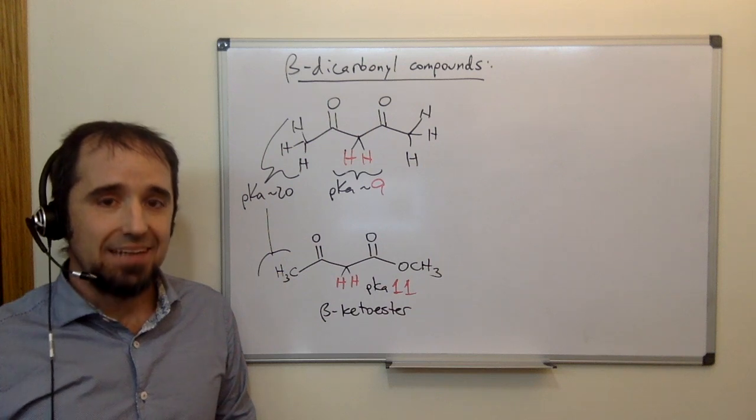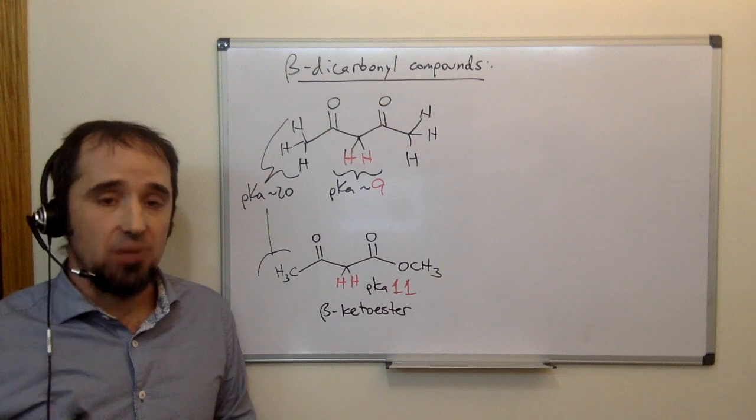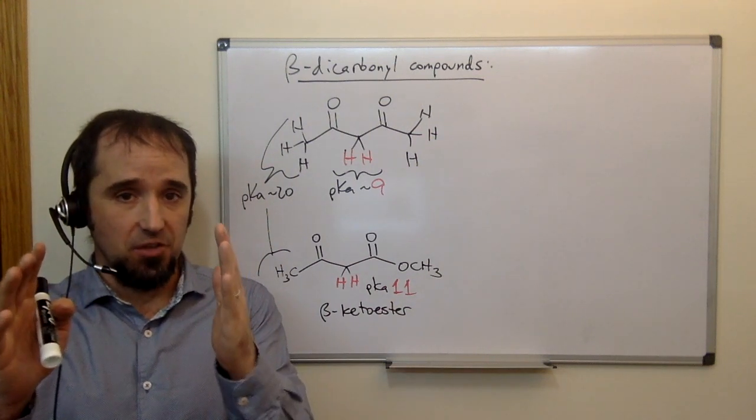Let's talk about beta-dicarbonyl compounds. So the beta just means 2 carbons away. So beta-dicarbonyls have carbonyl compounds that are 2 carbons away from each other.